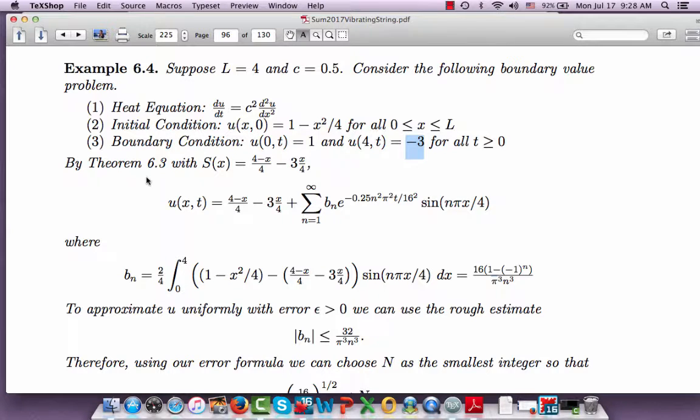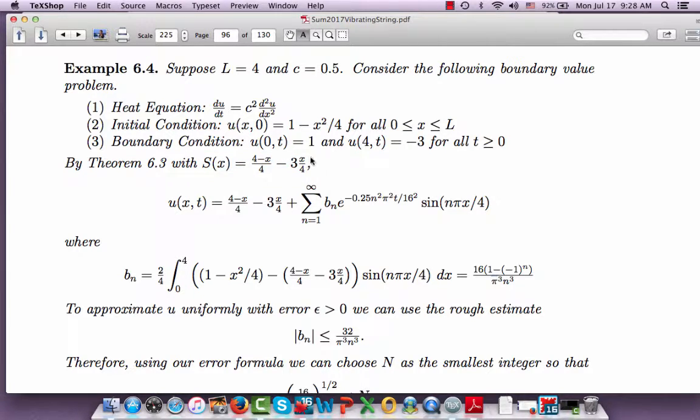So the idea in this example is we know what the steady state temperature distribution is. It's this line here, where we just basically take, in this case, the left end temperature, which is 1, times (4 minus x) over 4, and then we add to that the negative 3 times x over 4, and this creates the linear function whose value at the endpoints matches the temperature that's constant throughout time.